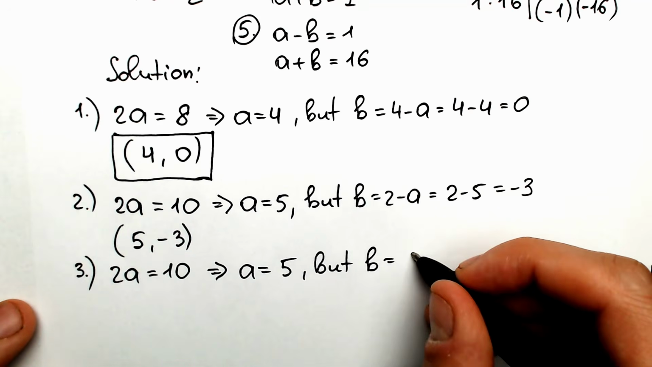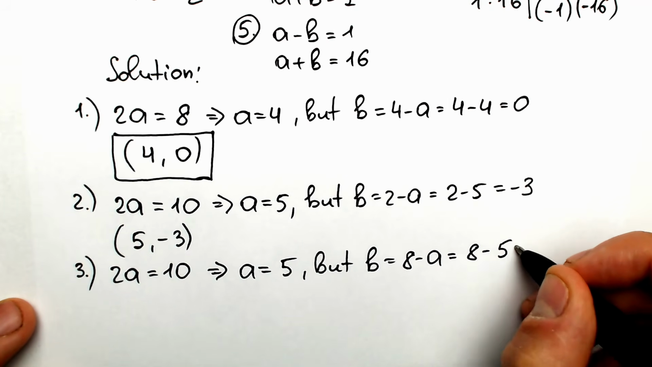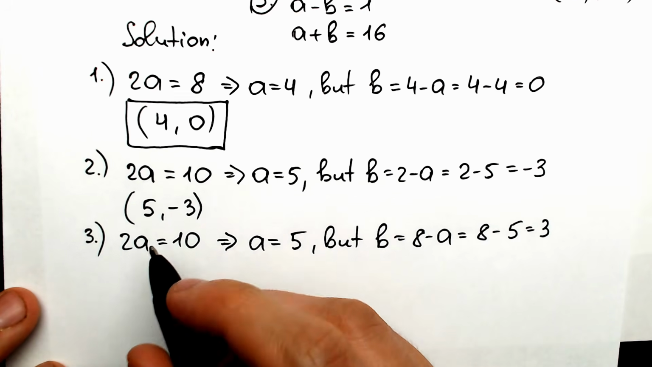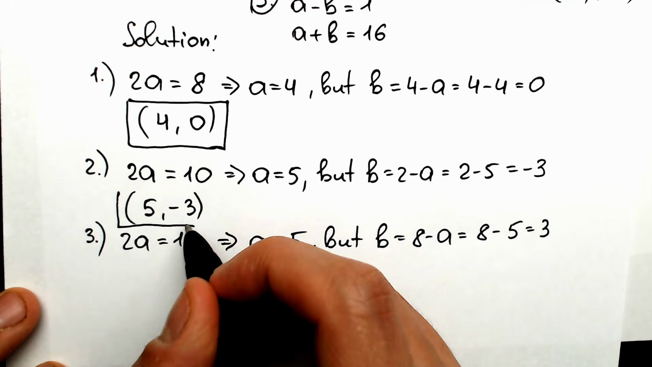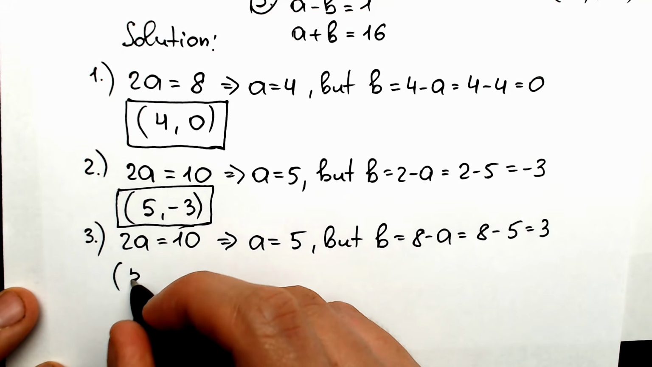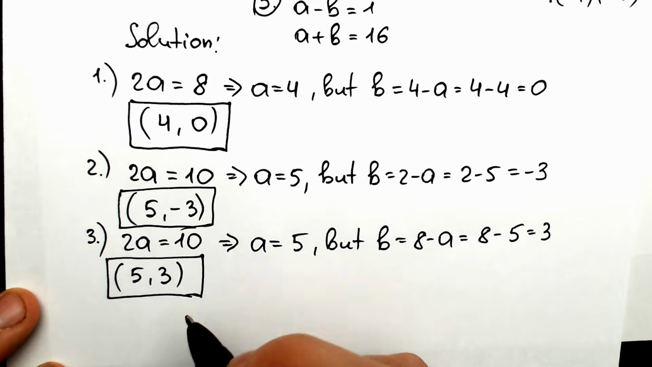So b equal to 8 minus a. That's why we have 8 minus 5 equal to 3. So we have our third system, third pair. We have 5 minus 3. This is our second pair. We have the third pair, 5 and 3. This is our third pair.